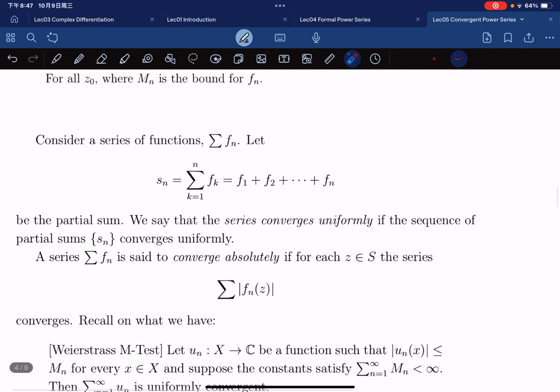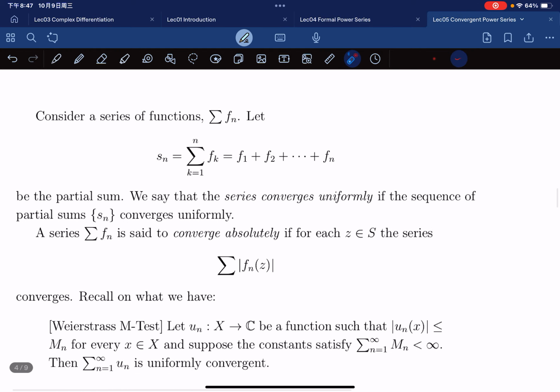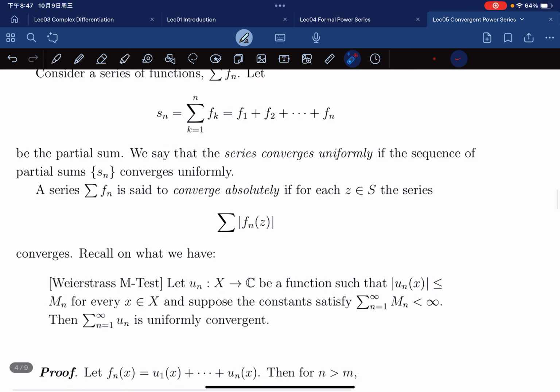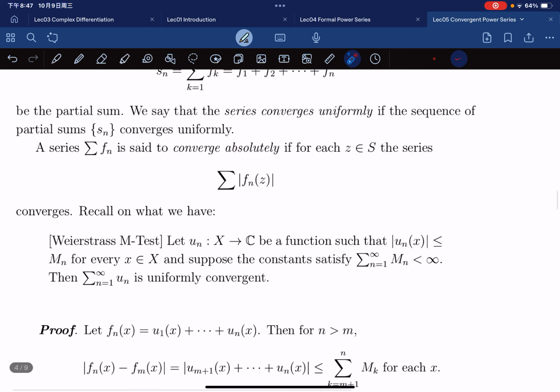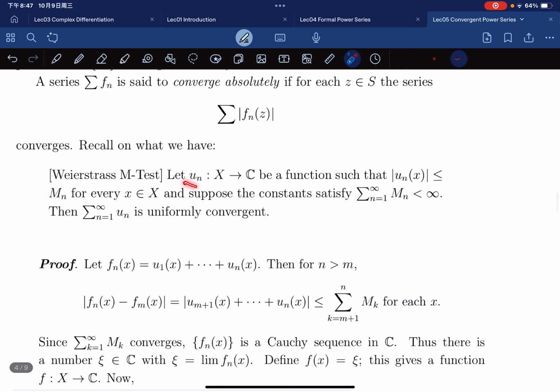Now we can consider the sum of the functions, right? The sum converges uniformly exactly means that this converges uniformly, and it converges absolutely if this converges, right? And recall we have the M-test: if there are functions such that each is bounded by M_n for every x, and suppose that the sum of the bounds converges, then the series is uniformly convergent, right?